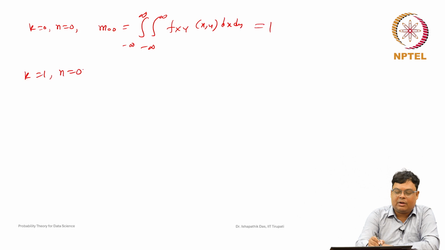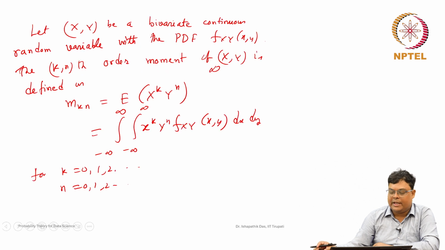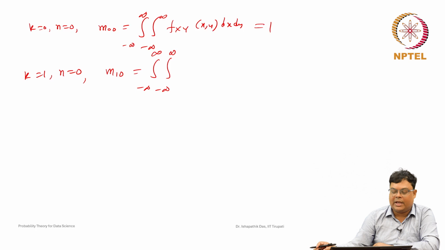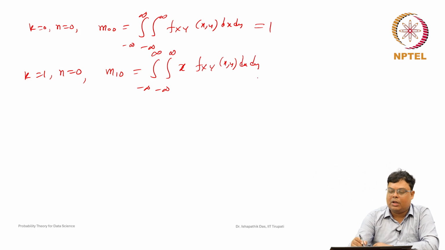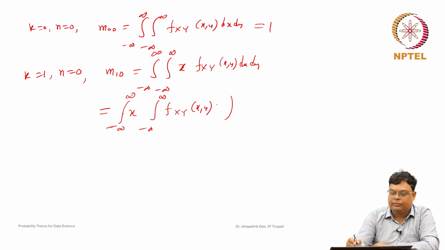Now, k is equal to 1, n is equal to 0, we get m_{10}. This is the double integral from minus infinity to plus infinity, where x to the power k is x and y to the power 0 is 1. So, this is x times f_{X,Y}(x,y) dx dy. Now, assuming that this integral is absolutely convergent and exists, we can change the order of integration. So, we get the integral of x times the integral of f_{X,Y}(x,y) dy, dx.